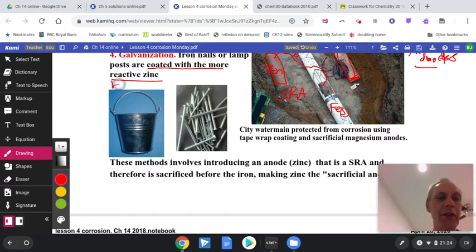You'll see this on all the lamp posts. Oh, my printing is messy today. You'll see it on all the lamp posts around Red Deer. They'll have this kind of weird blotchy gray color to them. That is the galvanized paint.